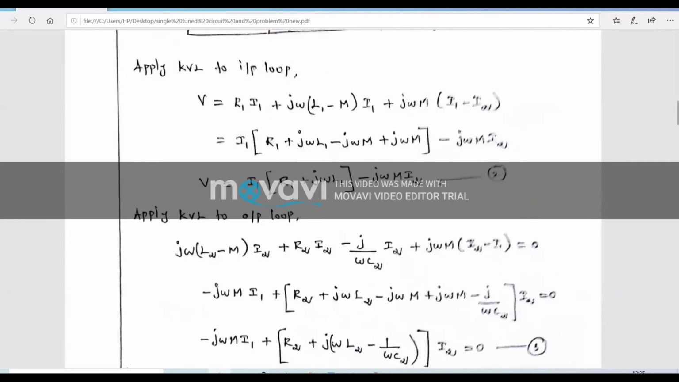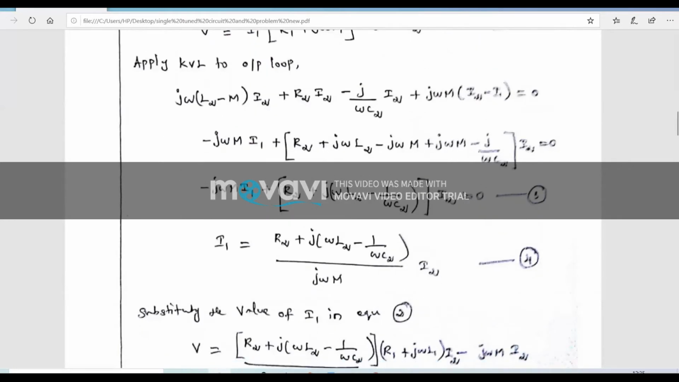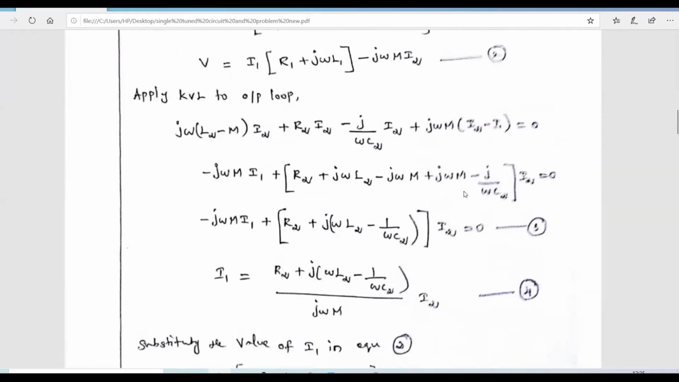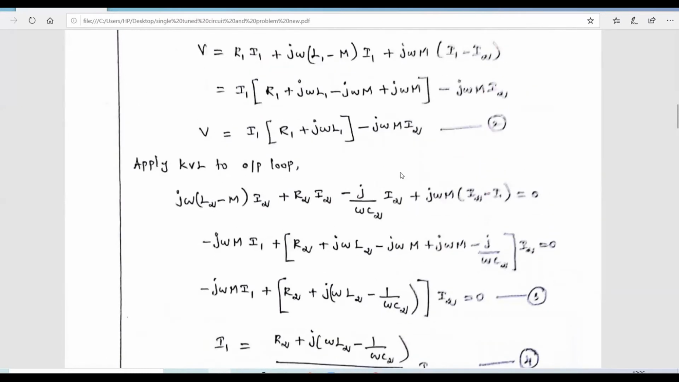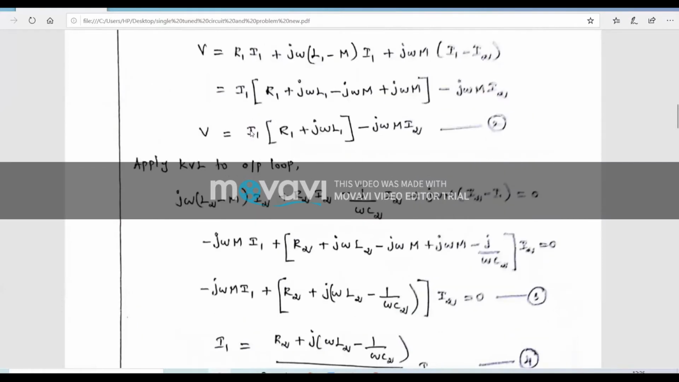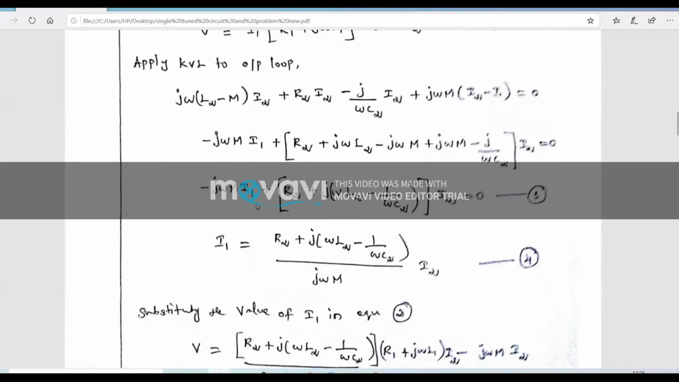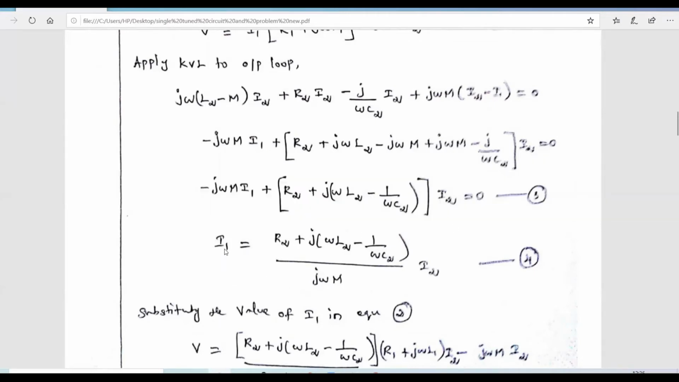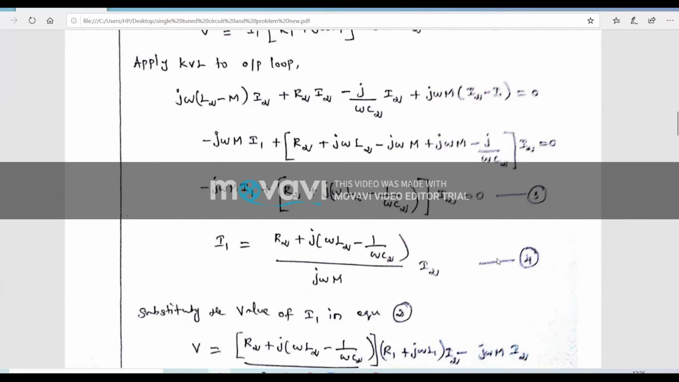From equations 2 and 3, our aim is to find the value of I2. Either we may use the matrix method or the substitution method to calculate I2. Here I am using the substitution method. This is one equation in terms of I1 and I2, and this is another equation in terms of I1 and I2. From the third equation, I calculate the value of I1 in terms of I2, keeping the I1 term on one side and the I2 term on the other. The I1 can be calculated like this, and we consider this as equation number 4.